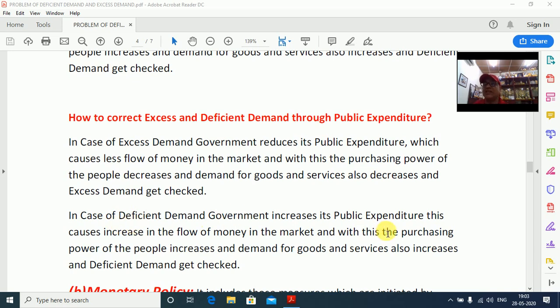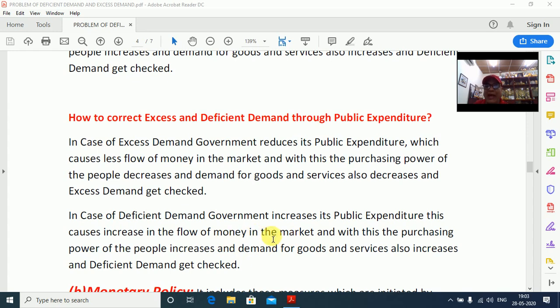But on the other hand, if there is a deficient demand, what is government going to do? Government will increase its public expenditure. You might have seen or listened during the recession. Recession means deficient demand. Government initiates lot of projects, and that investment by the government is called autonomous investment. So why is government going for the expenditure? So that more money flows towards the market. Market means among the people.